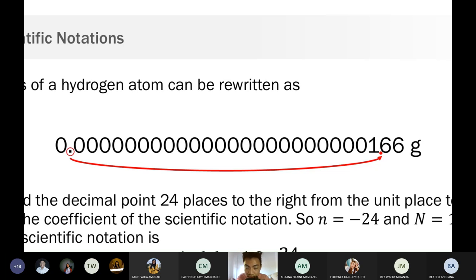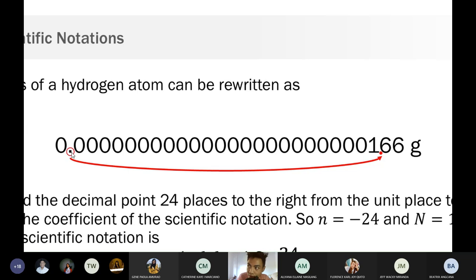For us to resolve this case, what we're going to do is to write this in scientific notation. So again, I have to move my decimal point from the original position. Okay, so this is the unit place. This is the decimal point again. I have to move this decimal point in such a way that when I place it in between numbers, I will have a coefficient that is within the range of 1 to 10.